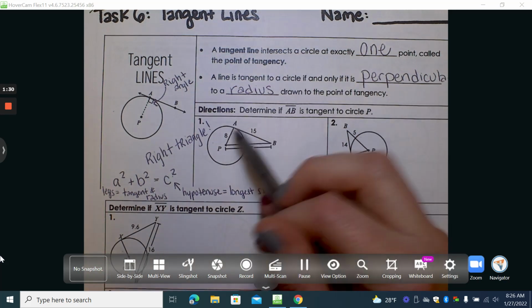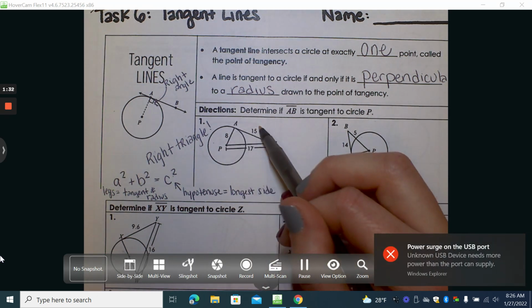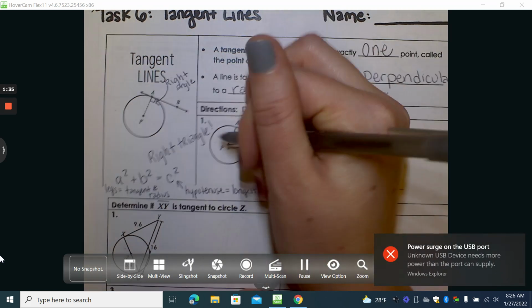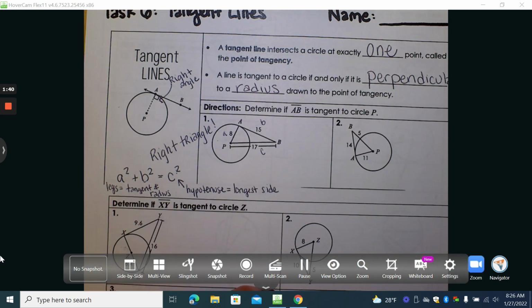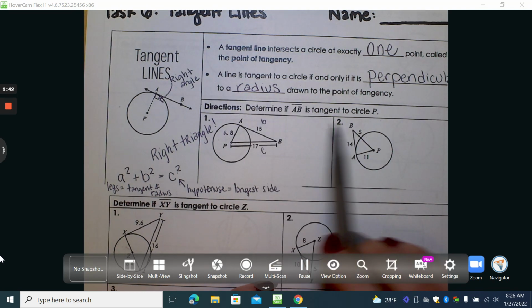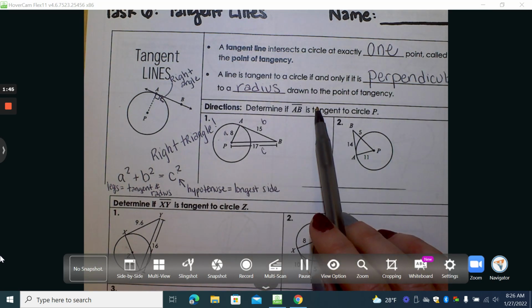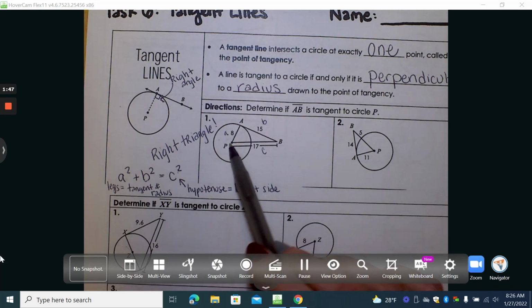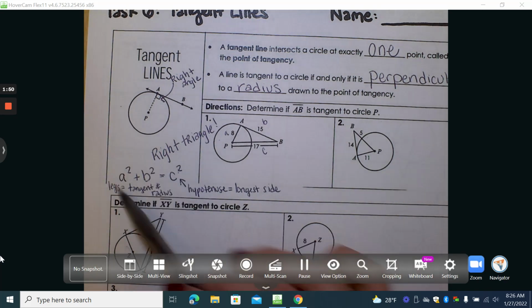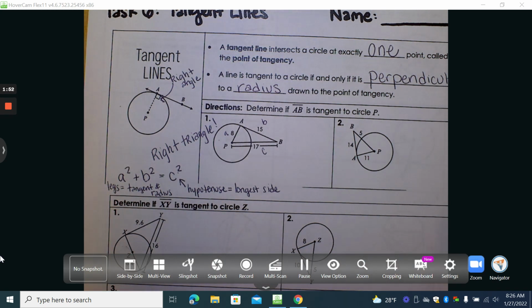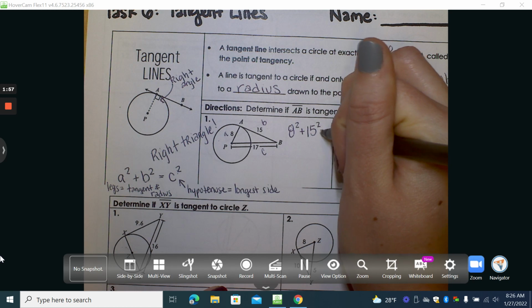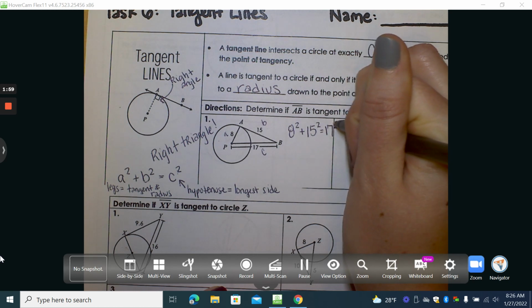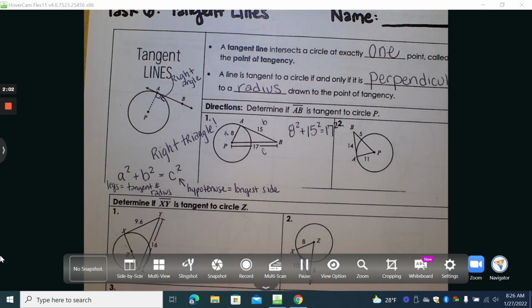So here, 8 and 15 are my radius and my tangent. Those are my legs, my A and my B. And this line over here is my hypotenuse, my C. And it says determine if this line is actually tangent. And so in order to do that, this would have to form a right angle and follow along with this equation. So we're going to do 8 squared plus 15 squared equals 17 squared, which is something we've set up before. And we're going to go ahead and calculate it out and make sure it's true.